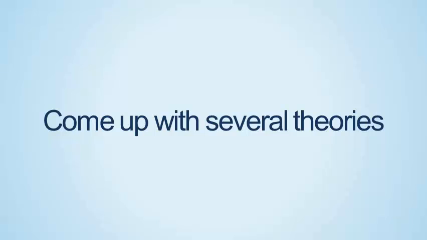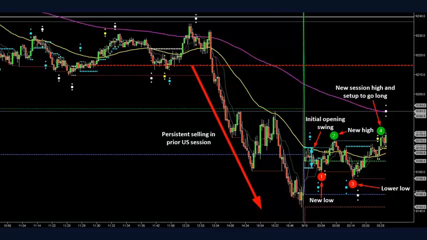So with this in mind, it's important to come up with several theories of how the market could behave. Now remember, it really doesn't matter which theory plays out, although there may be a higher probability of one playing out over another. Often, when a market tells you it's not interested in doing one thing, it's a fantastic cue to tell you it might be about to do another. So let's look at the FTSE example again.